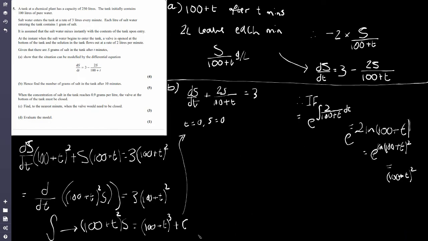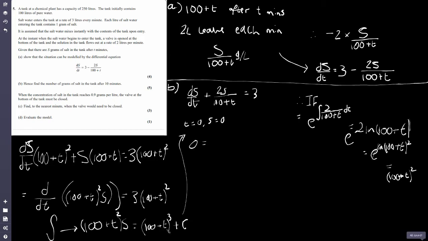So, what I do now is I look here at my integrated function. If I put t equals 0 and s equals 0 into here, what do we obtain for c? So let's do that. Well, 100 plus t, so that would be 100 because t is 0, so that would be 100 squared, times by s, but s is 0. So we're just going to get 0 on the right hand side. So 0 is going to be equal.